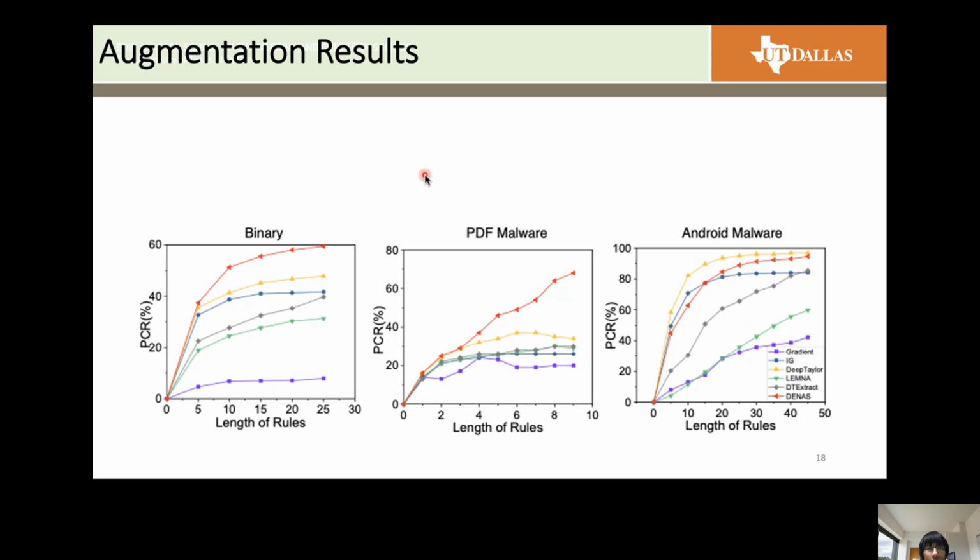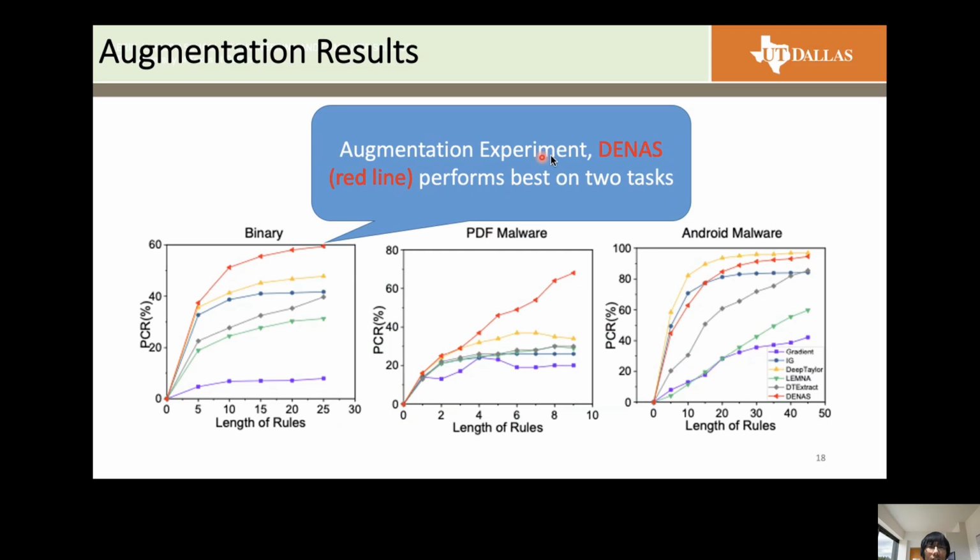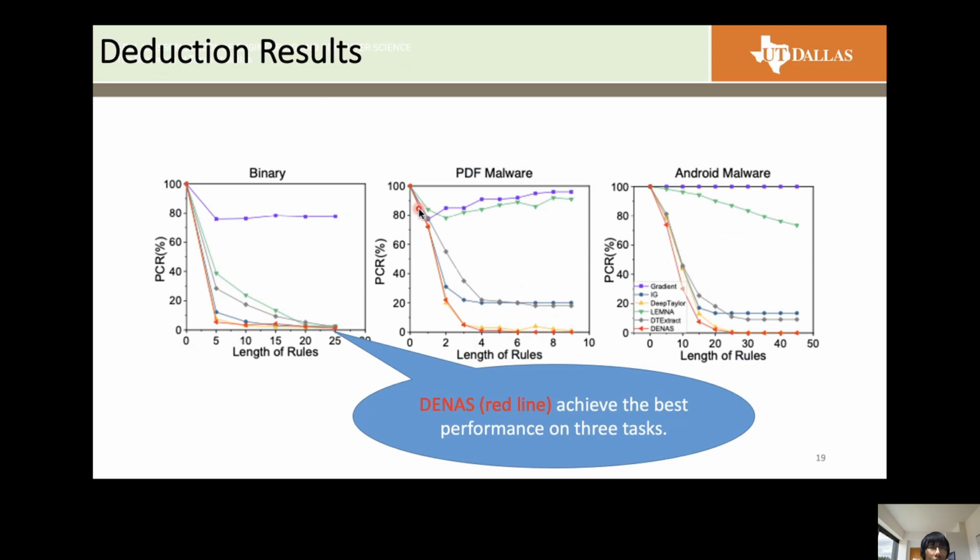For the augmentation experiment, the results are shown in this figure. The red curve is the result for DENAS. The results show DENAS performs best on binary analysis and PDF malware detection, and similarly to Deep Taylor on Android malware detection. For deduction experiments, the results show DENAS achieved the best performance on all 3 tasks.